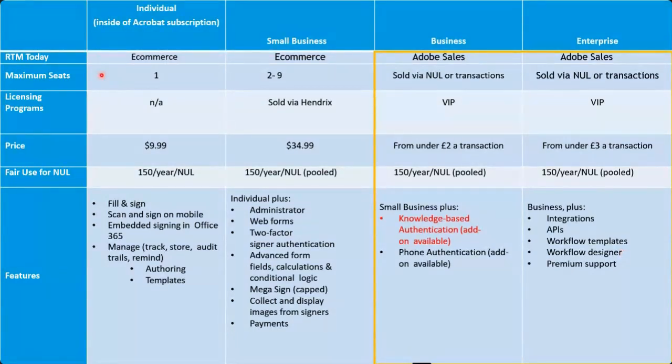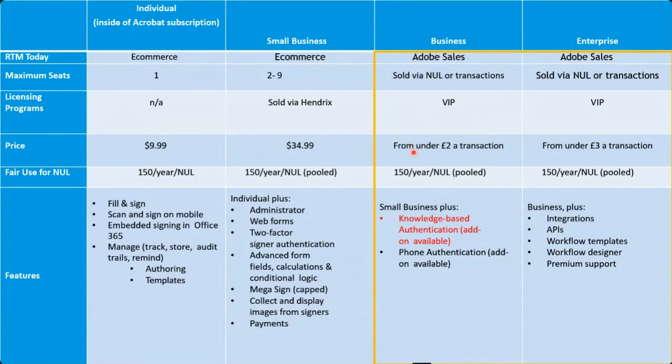Then when we look at some of the other points as we go across the rows, there are no minimum seats for business or enterprise. So again, we can supply one if that's only needed. We sell them via what's called a VIP agreement. So anybody that buys Creative Cloud licenses now will probably procure that via a VIP agreement. And that's an annual agreement at pro rates.